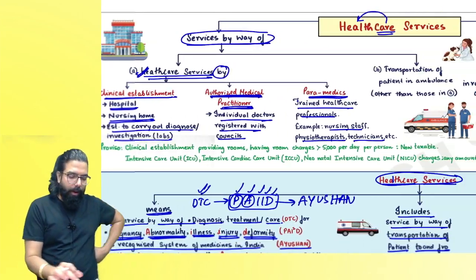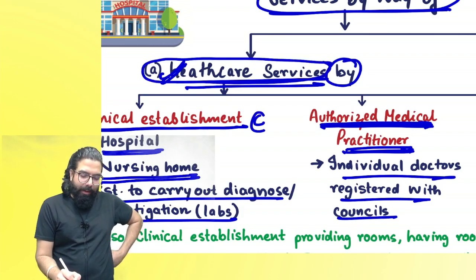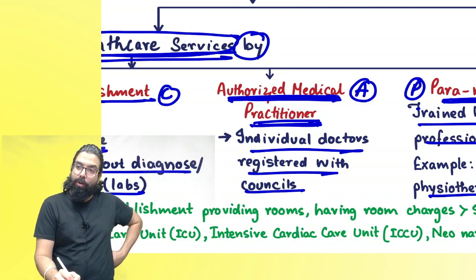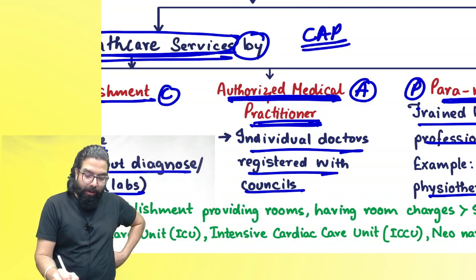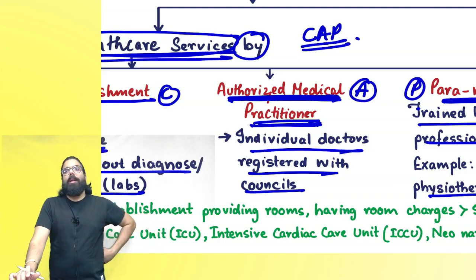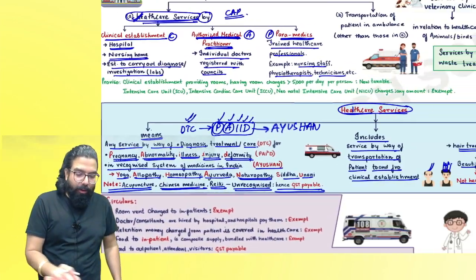Now, listen. I went ahead and told you about healthcare service. Given by whom? C, clinical establishment. A, authorized medical practitioner, and P, paramedics, cap. All heroes don't wear cap. Correct, everyone? You remember this in your exam. Clinical establishment, authorized medical practitioner, and P for paramedics. Okay, everyone? Done.